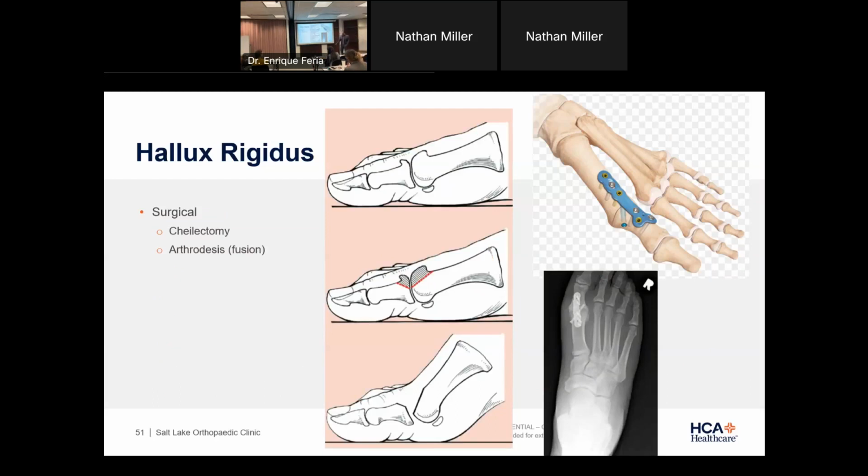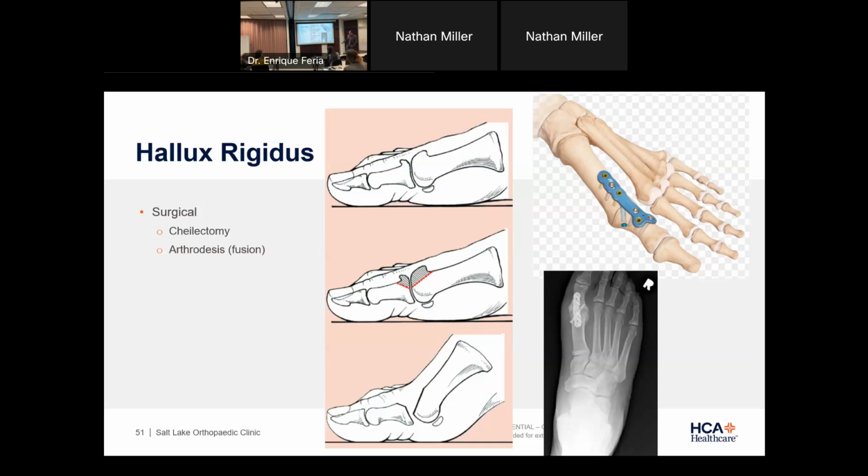Chylectomy is simply going in and cutting off the spurs on top and part of the joint to help decompress that area. You can see how those spurs at the top are pretty significant, but once you take them off, it actually decompresses the joint and gives you more mobility. That's helpful in the initial stages.